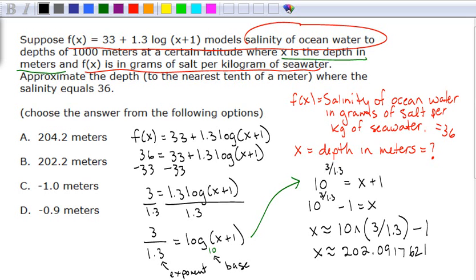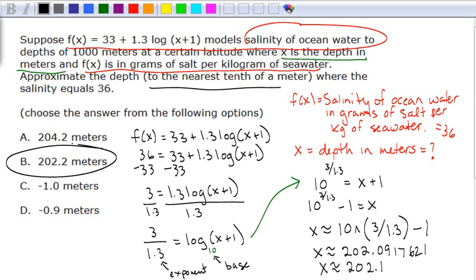202.091761 is the farthest my calculator goes out, and they ask you to round it to the nearest tenth of a meter. The nearest tenth. I get x is approximately equal to 202.1 meters, where that would be a 1. So they're off by 0.1 there, but that is the closest answer. I did not round, so they must have rounded when they did theirs. But anyway, that's the answer, and that's how you do this problem.